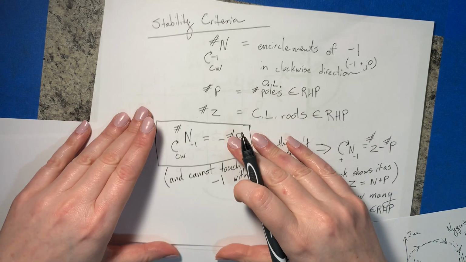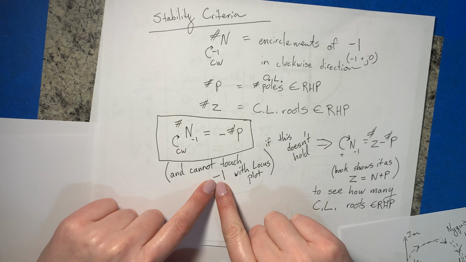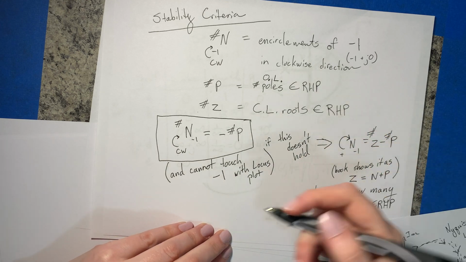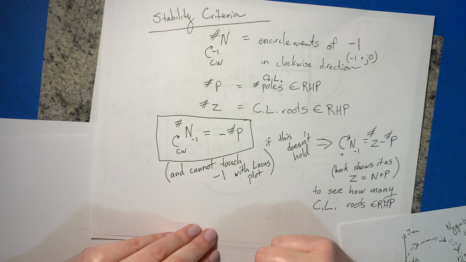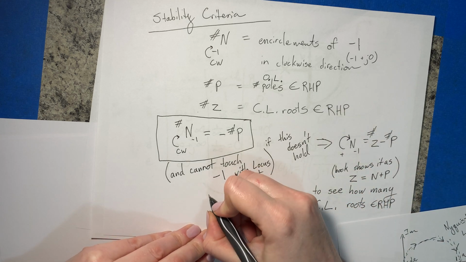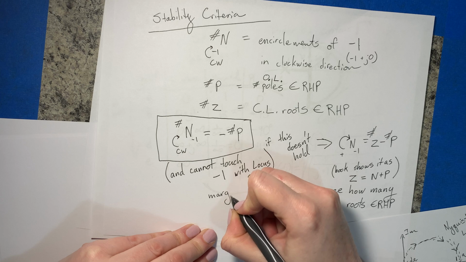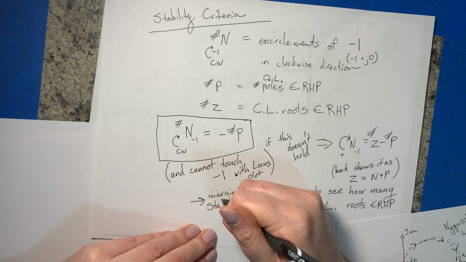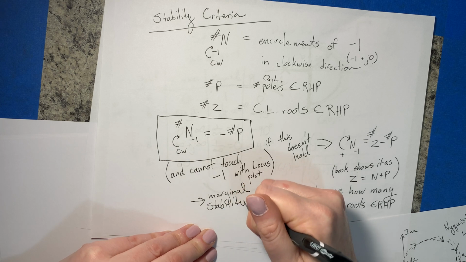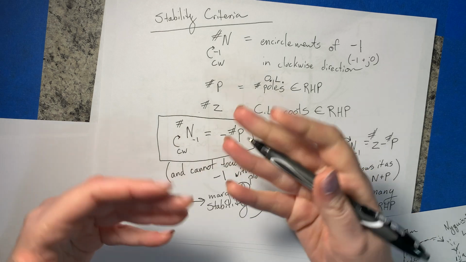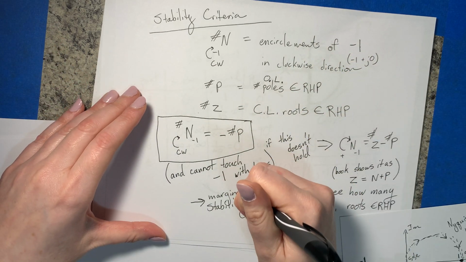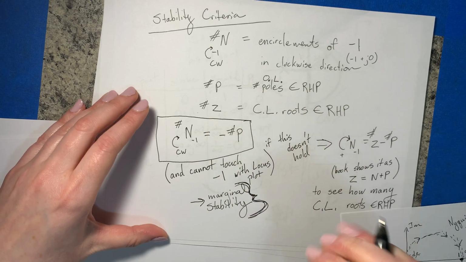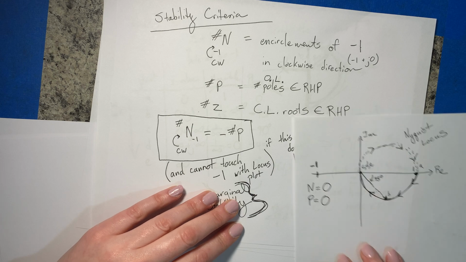Now the other detail about this is that we cannot touch that point with our locus plot. If we do, it's implying that we have at least one pair of complex roots on that imaginary axis, which we determined earlier this semester results in marginal stability as a best case. It can still be unstable, depending on if we have more roots. But if we touch the -1, we have at least one pair of roots that just lie on that axis.